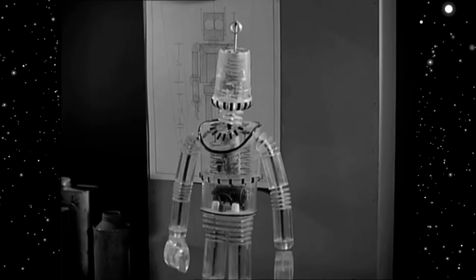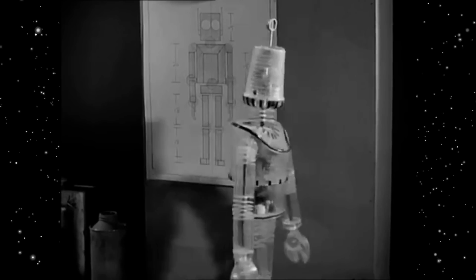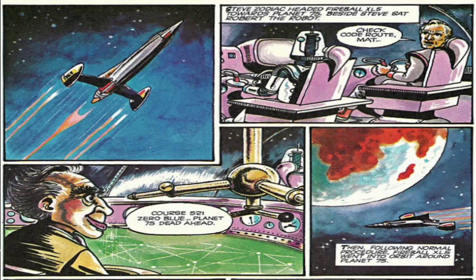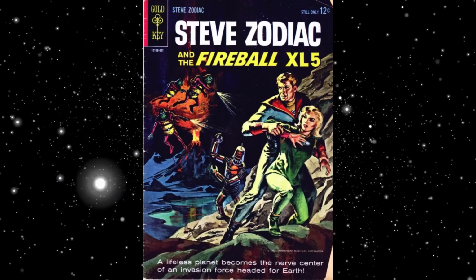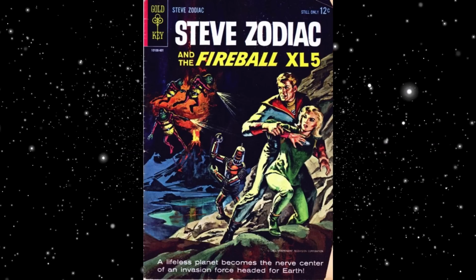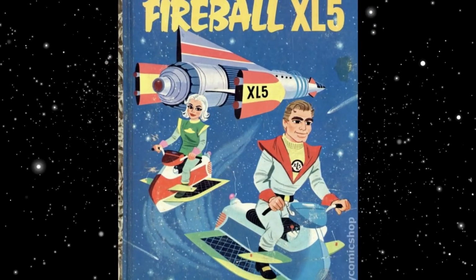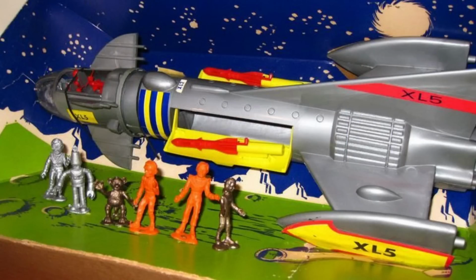Robert would live on past the series and would feature in the Fireball XL5 comic, which first ran in the weekly UK comic magazine TV Comic from 1962 to 1964, before moving over to the TV Century 21 comic series. The show would also receive a single issue release from Gold Key in 1963 and an illustrated storybook by Little Golden Books. But most important of all, Fireball XL5 would get some toy releases, including a playset which featured a little plastic Robert. And on that, we should take a break.